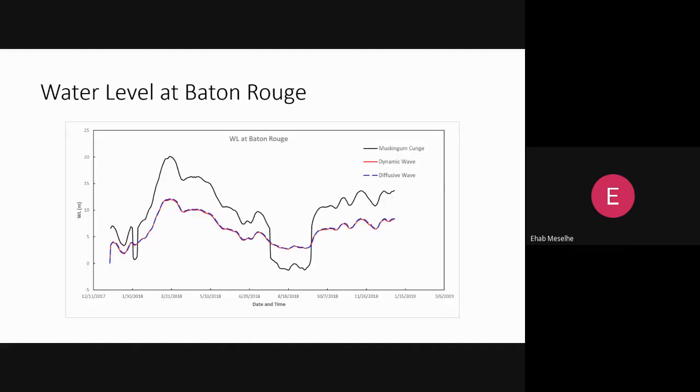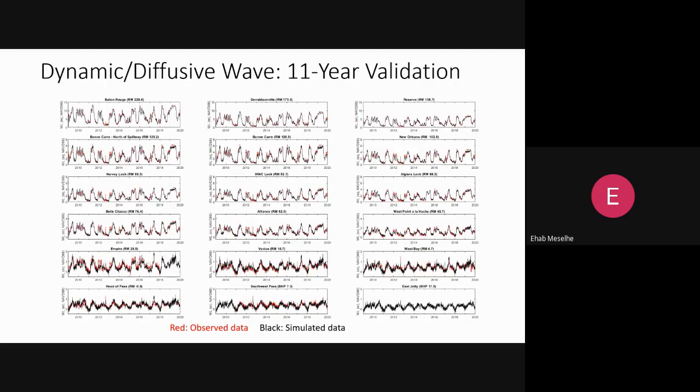When we looked at the water level, however, the diffusive and the dynamic wave were comparable, while the Muskingum-Cunge was unable to give us a good representation of the water level hydrograph. That is because the river was too flat. It has pretty strong backwater influences, and the Muskingum-Cunge was unable to capture that.